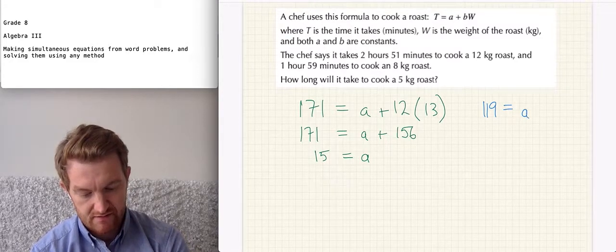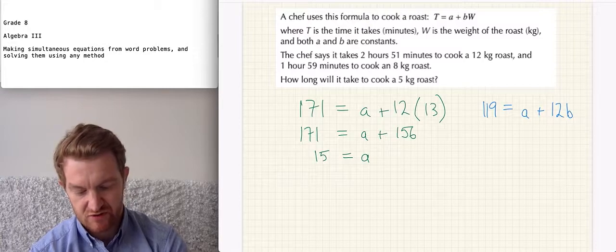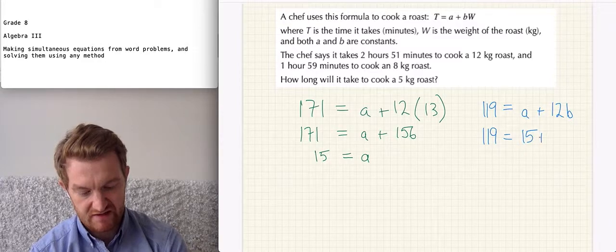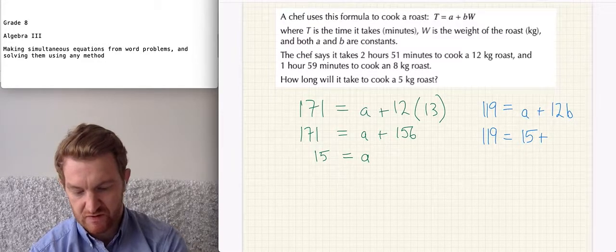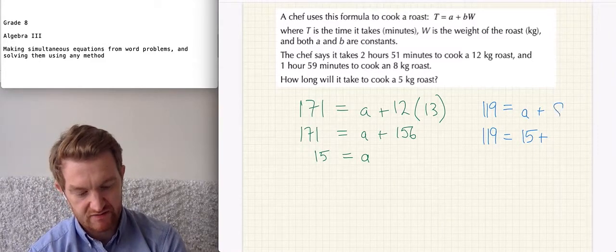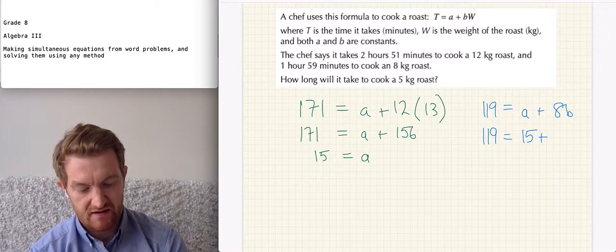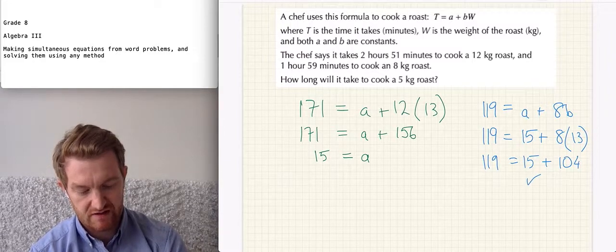A plus 8B, and then we substitute A is 15, so 119 is 15 plus, no, it's not 12 times, it's 8. What am I doing? Checking my answer, that's what I'm doing. 8 lots of 13, and when we multiply those out, we get 119 is equal to 15 plus 104, which works.